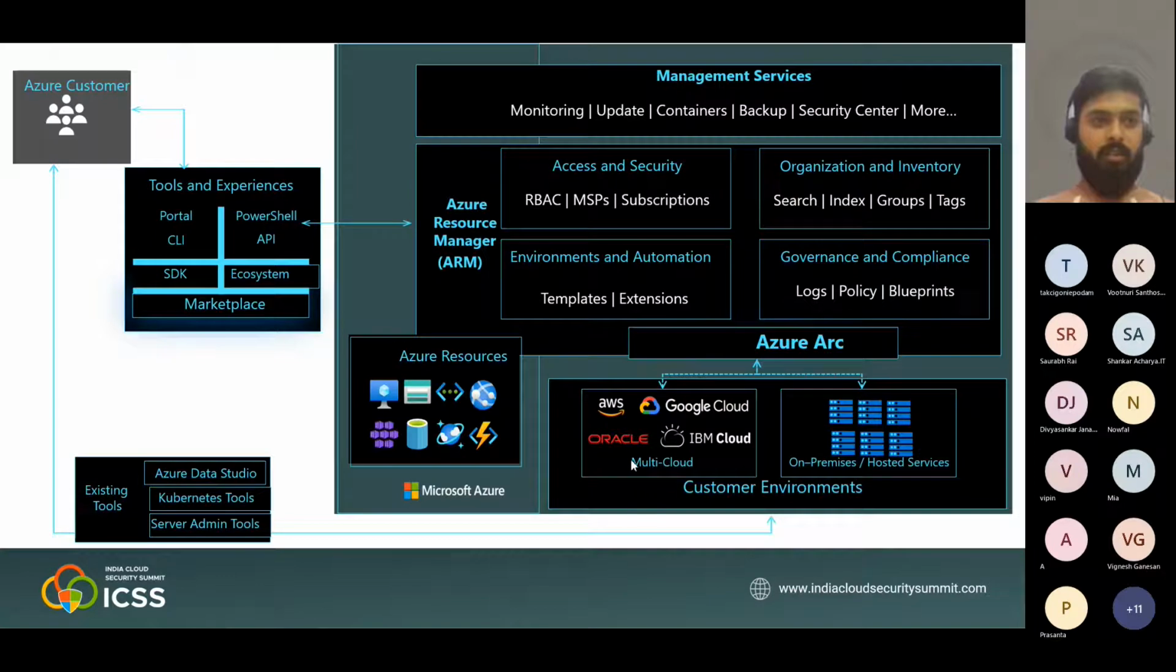So if I move forward, if you see the overall architecture of Azure Arc, you have all the cloud environments. If you can see on this, I'll just put in the pen. Here you have all your external environments, being it AWS, Oracle, IBM Cloud, or Google Cloud.